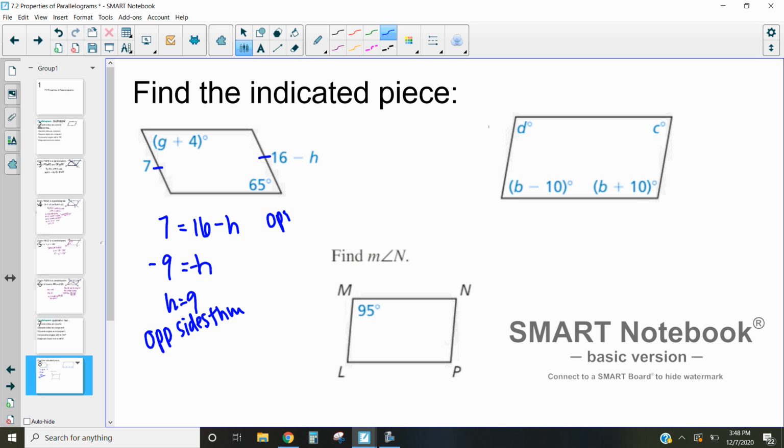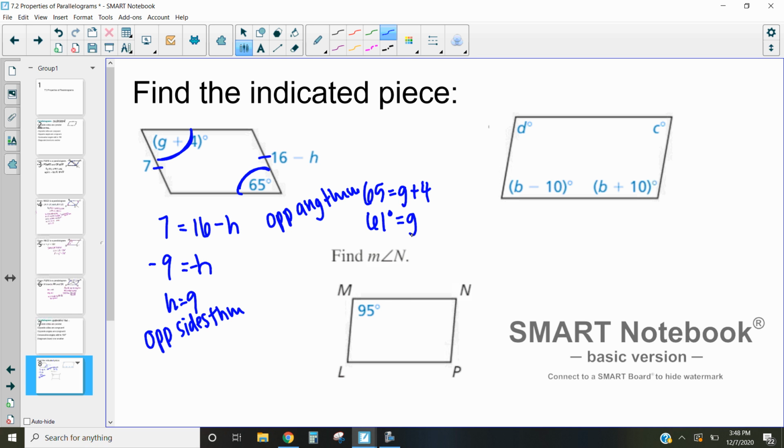To figure out g, remember that's by that opposite sides theorem. Using the opposite angles theorem, we know that this angle is the same as this angle, so we can set those equal to each other. 65 equals g plus 4, and we can solve for g by subtracting 4 from both sides and get 61 degrees is what g is.